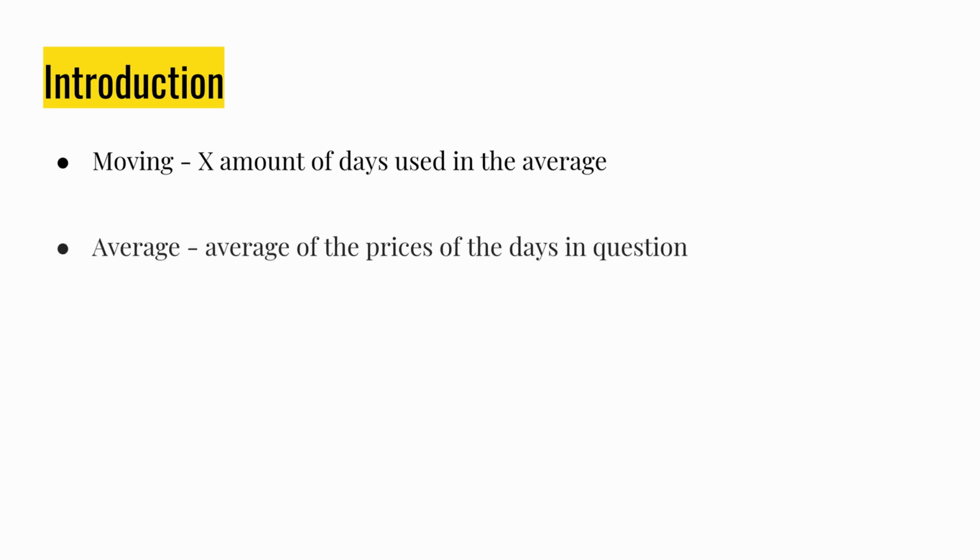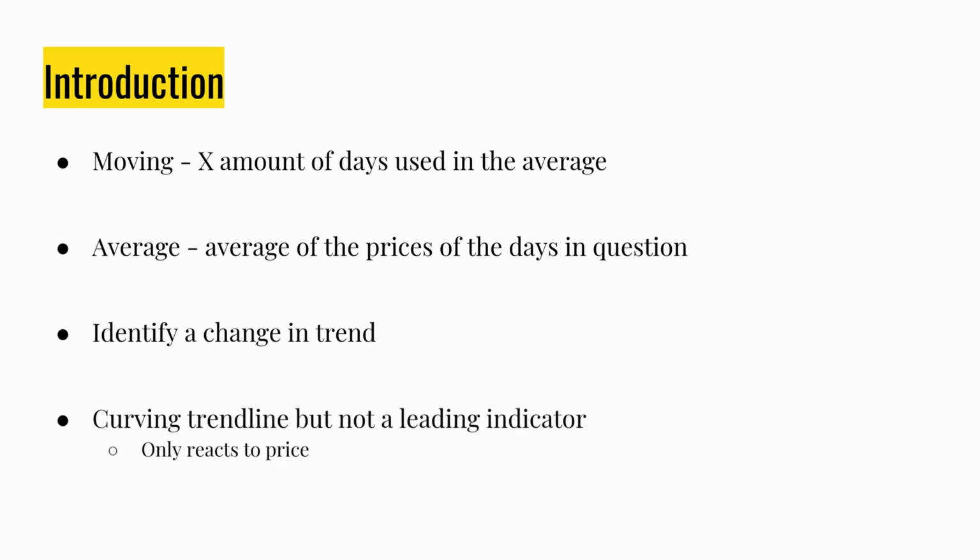Let's first introduce what a moving average is and what it is used for. The "moving" in moving average represents the amount of days used in the average. The "average" in moving average represents the average of prices of the days in question. Moving averages are used to see when the trend changes, and moving averages can act as a trend line that curves, but it is not a leading indicator as it only reacts to the previous days' prices.